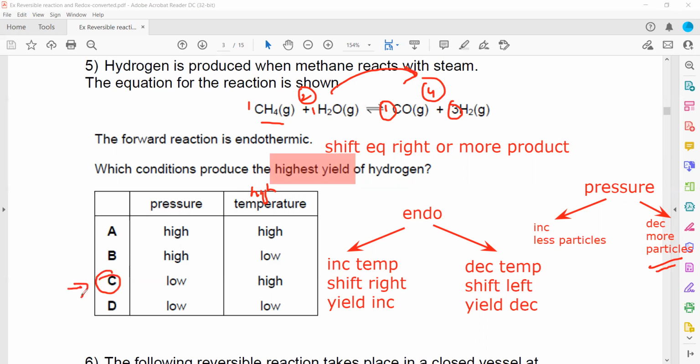So in a reversible reaction, when we decrease the pressure, the equilibrium is shifted towards the side where the number of gas particles is more. So pressure should be decreased to favor the forward reaction, or shift the equilibrium towards the right, and the temperature should increase. So that's why in question 5, C is the right answer.